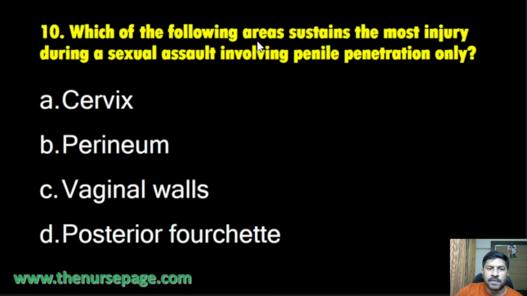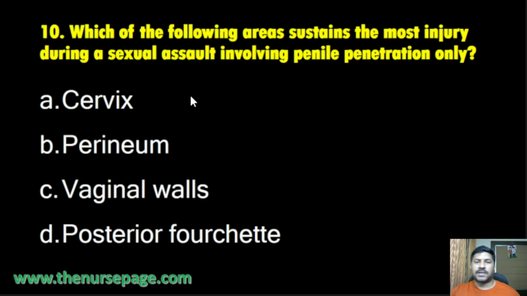Next question. Which of the following areas sustains the most injury during a sexual assault involving penile penetration only? Cervix, perineum, vaginal walls, posterior fourchette.